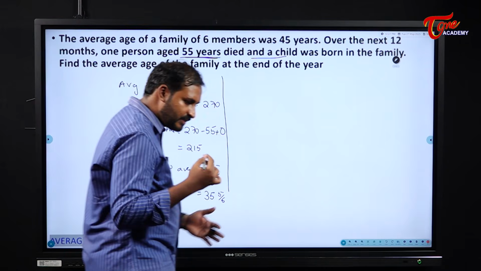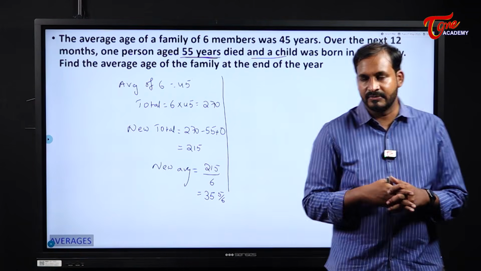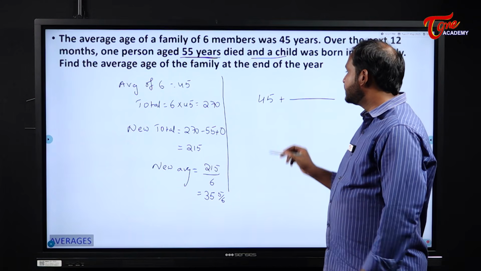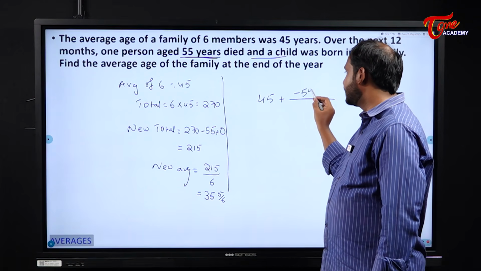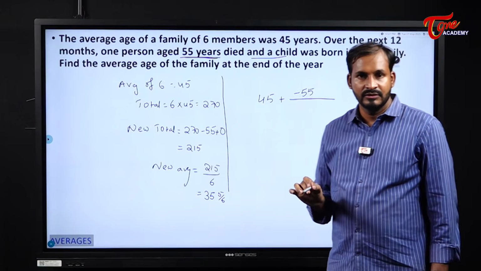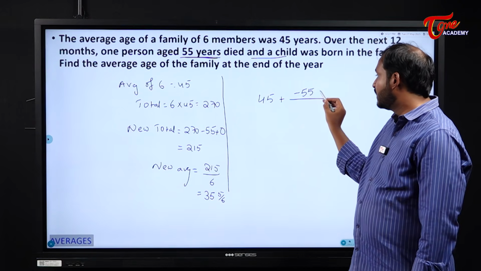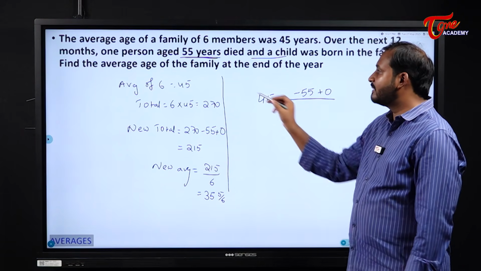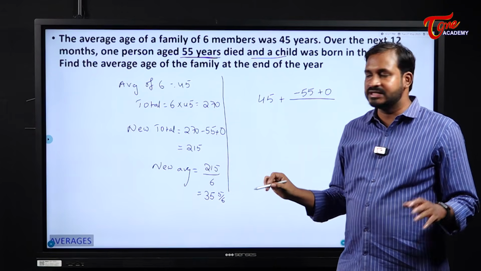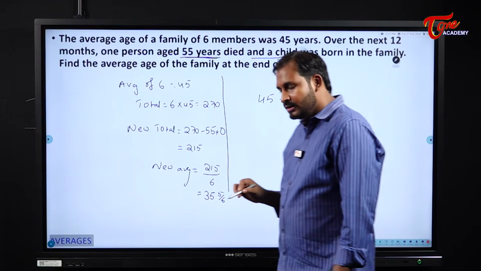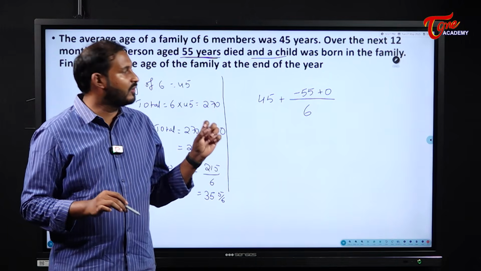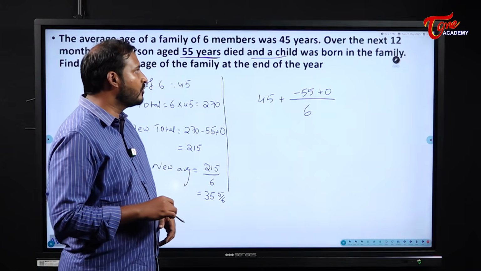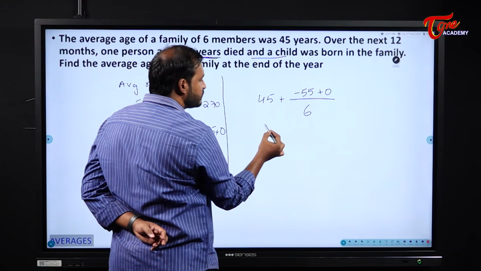If I want to solve the same question with our general standard procedure, what is the average? 45. In this, a 55 years aged person is dead. So minus 55. And a newborn child, plus 0. What is the total number of persons in the family? It remains unchanged. It is 6. So if the total quantities are unchanged, we can take 45 plus minus 55 plus 0, by 6.